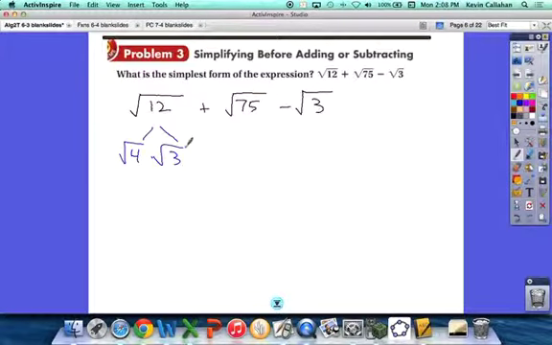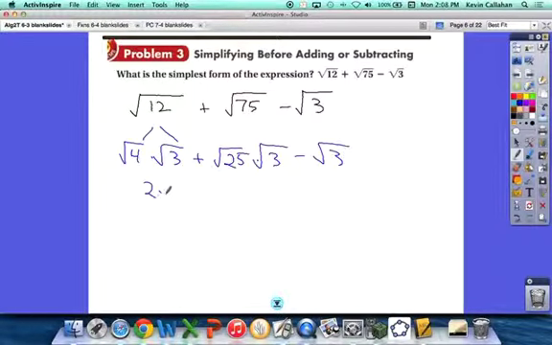Okay, 75 is not a perfect square, but does it have a factor that's a perfect square? 25, right? So that would be 25 times 3. Square root, there's a plus in between. And the last one is just the square root of 3 anyways. So now let's simplify left to right.